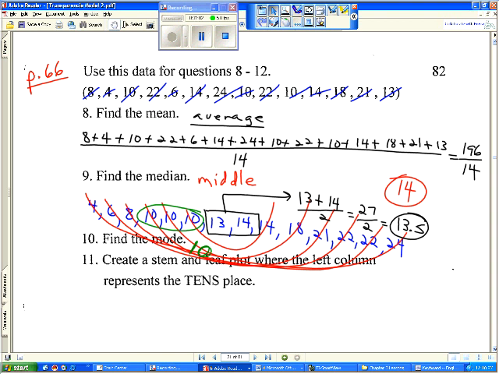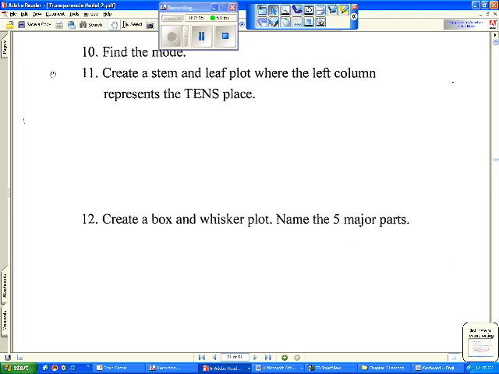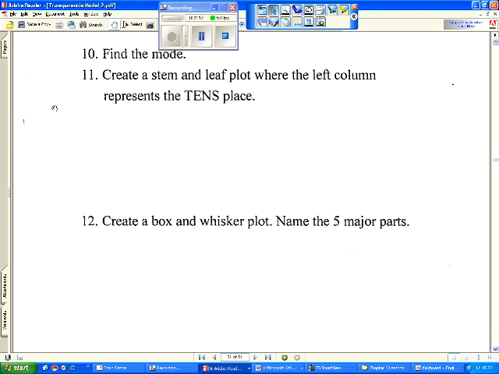Cool. All right, what I'm going to do is rewrite these up here so we can use that data somewhere. Y'all can give them back to me. The next thing is a stem and leaf plot, right? We want to do a stem and leaf plot, and then we're going to do a box and whisker plot.